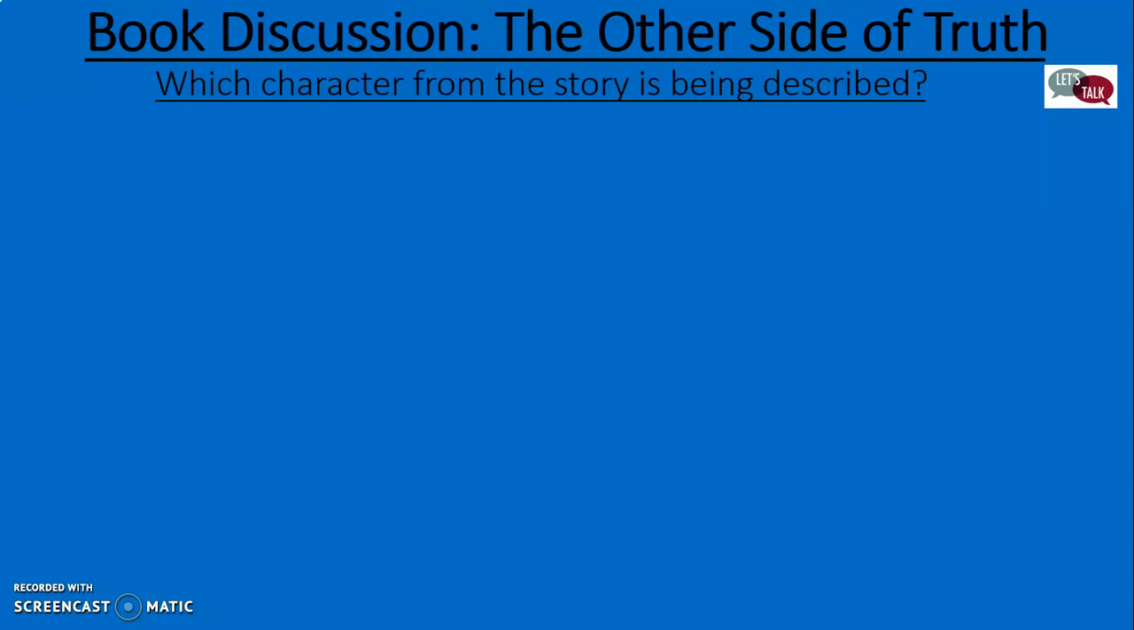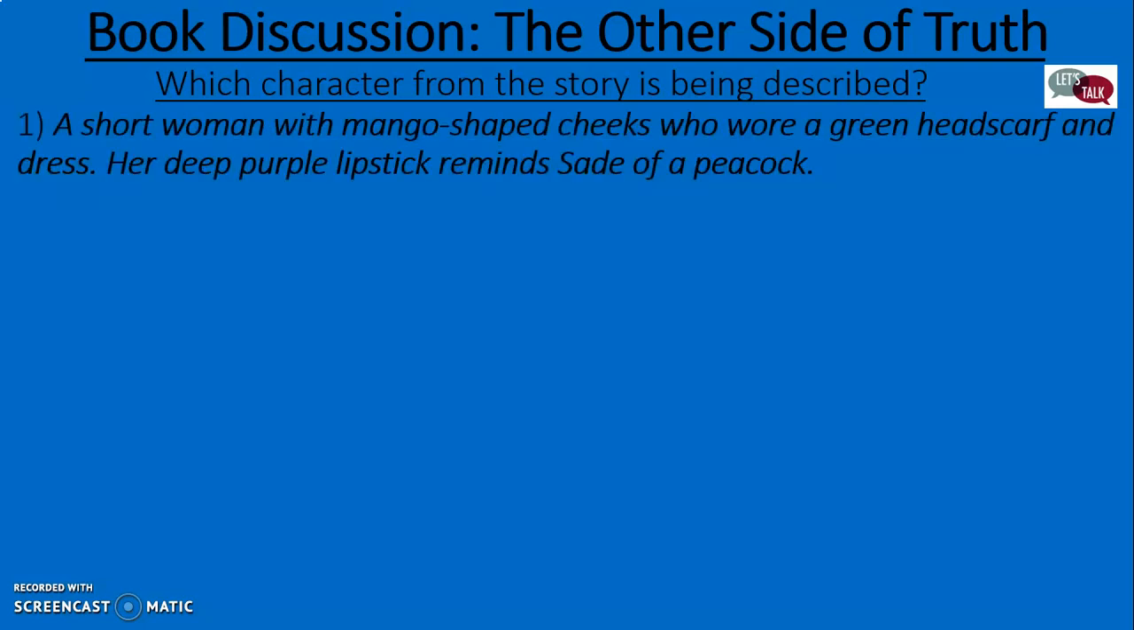So during the course of the book, we've met quite a lot of characters. Can you work out which character from the story is being described in each of these descriptions? 1. A short woman with mango-shaped cheeks who wore a green headscarf and dress. Her deep purple lipstick reminds Sade of a peacock.